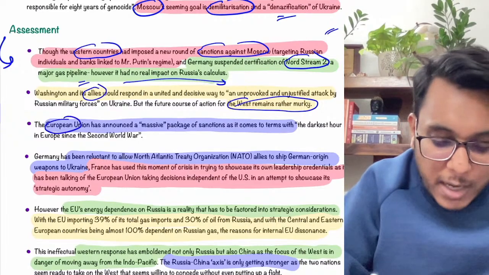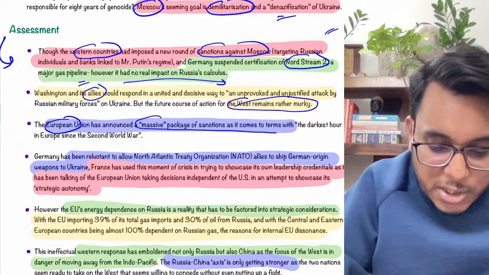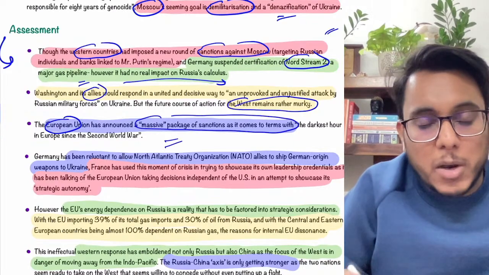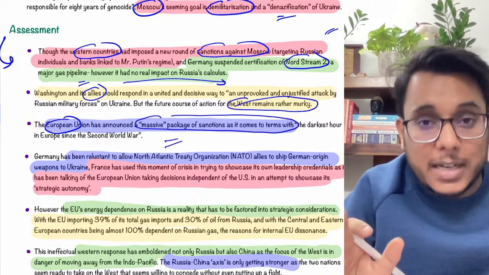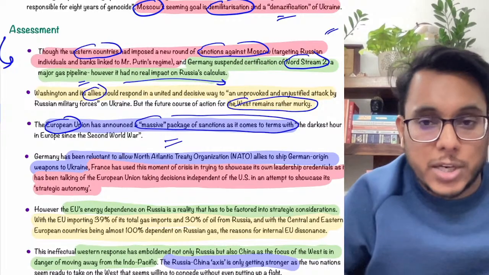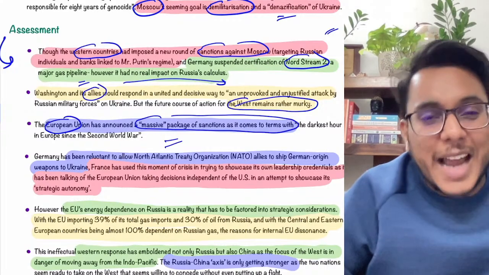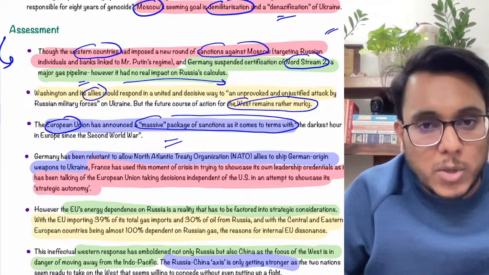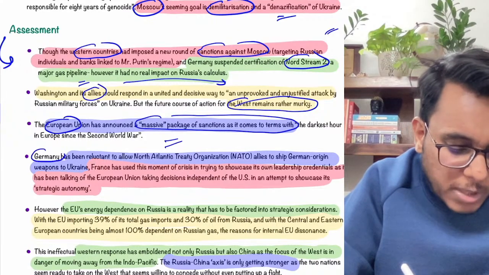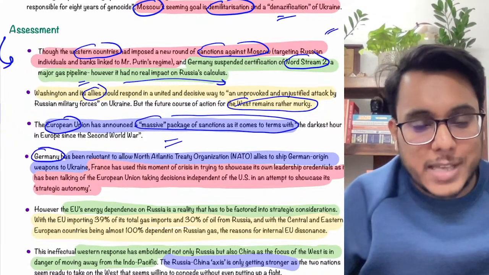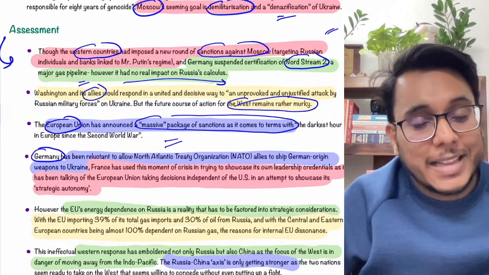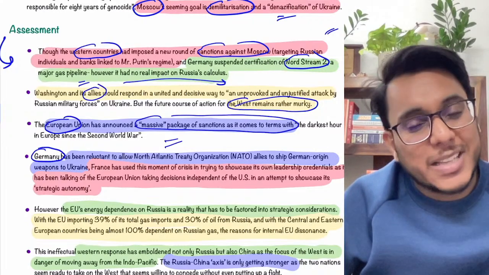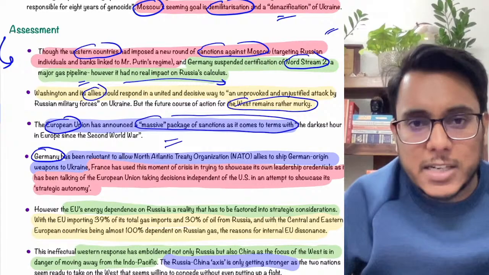European Union, they have announced that a massive package of sanctions will be coming right now, because this is the gravest threat, the gravest provocation that has happened. But at the same time, there are other mixed responses also. For example guys, though the European Union wants to impose a lot of sanctions on Russia, and they want to help Ukraine also, Germany has taken a slightly different position.